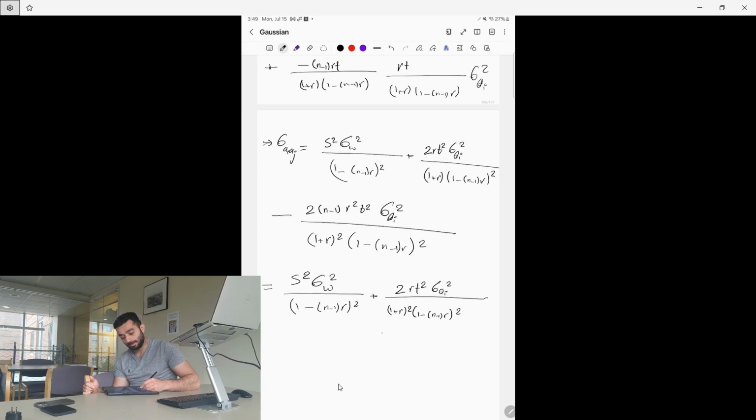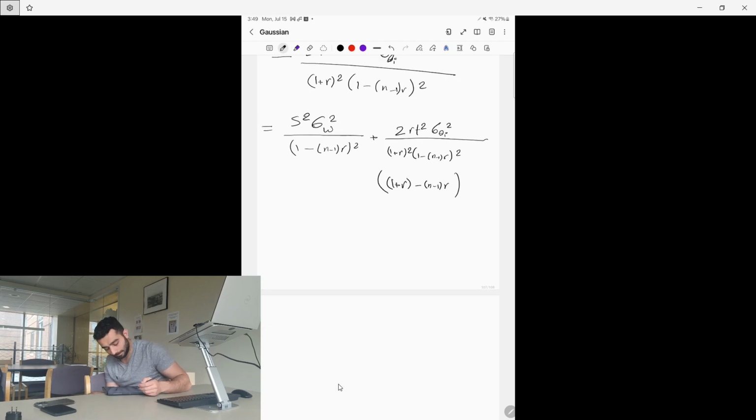Now what is left? 2RT. We have 2RT squared sigma theta. We have 1 plus r, right? Minus, we have n minus 1 here, r here, 2RT is switching. Perfect. So it will be actually, this is 1 minus n minus 2r.